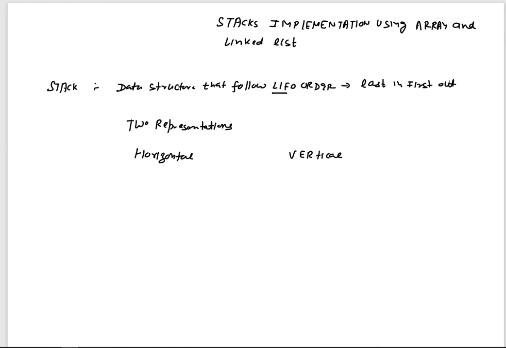Okay, so how are we going to visualize this particular stack? We have two representations: one is the horizontal representation, and one is the vertical representation. Let us first see the vertical representation. Here, this is how we visualize the stack. If we have elements 2, 5, 6, 9, this is the first element, this is the second element, third element, and this is the fourth element.